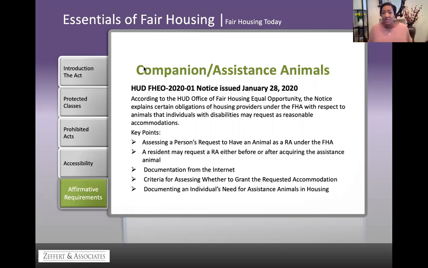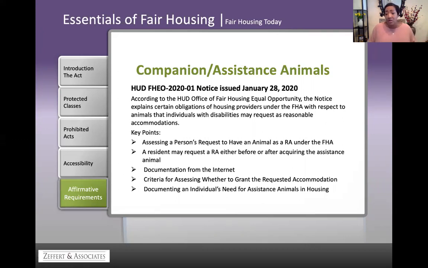Let me read it to you and then I'm going to sum it up. The notice had several key points. It addressed assessing a person's request to have an animal as a reasonable accommodation under the Fair Housing Act. It also addressed that a resident may request a reasonable accommodation either before or after acquiring the assistance animal. So again, not changing the original rules, it just made some clarifications. It covered documentation from the internet, criteria for assessing whether to grant the reasonable accommodation, and documenting an individual's need for assistance animals in housing.